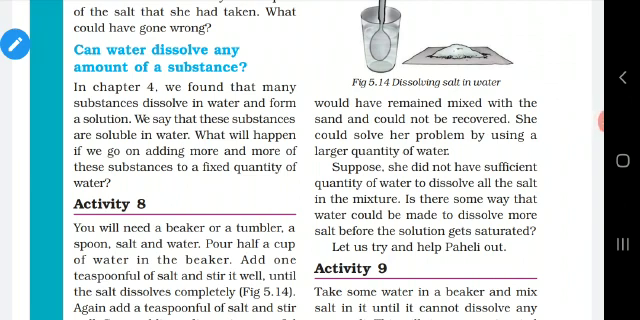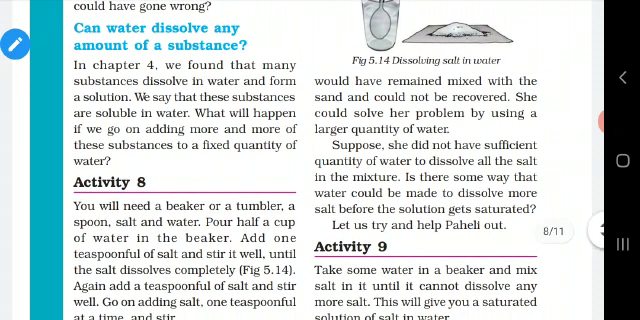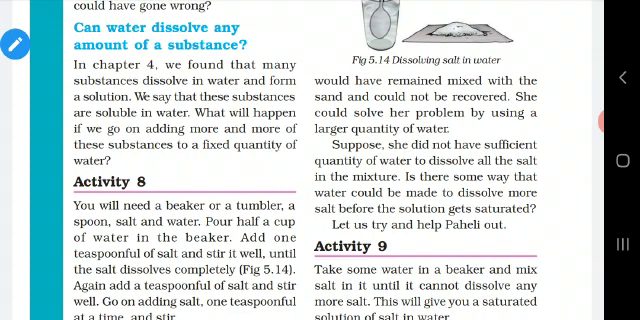Before starting today's class, let us recall what we have learned in our previous class. In our previous class, we have learned various separation techniques. That is, we have learned how to separate the substances by using the process of evaporation and condensation. In this class, we are going to see the dissolving ability of water.